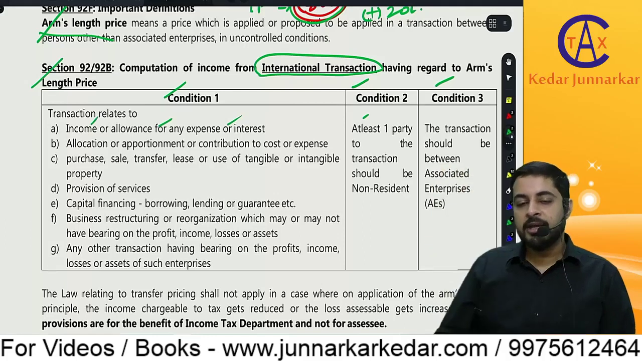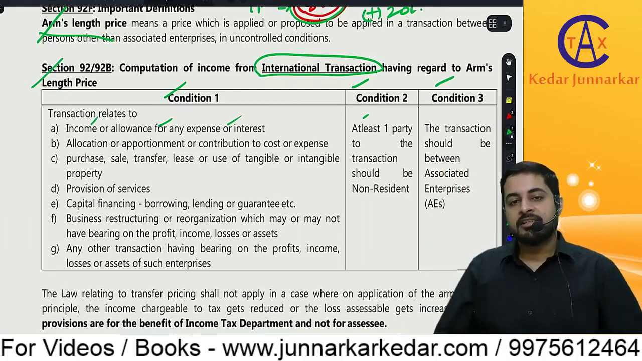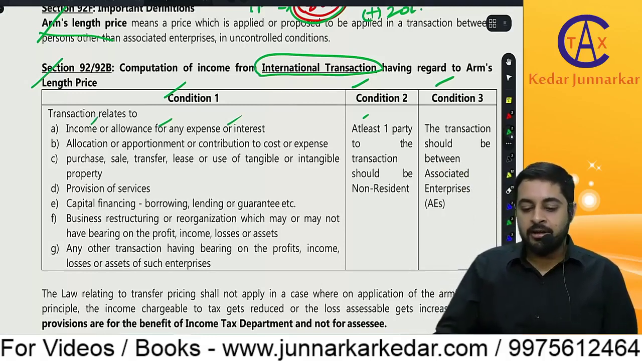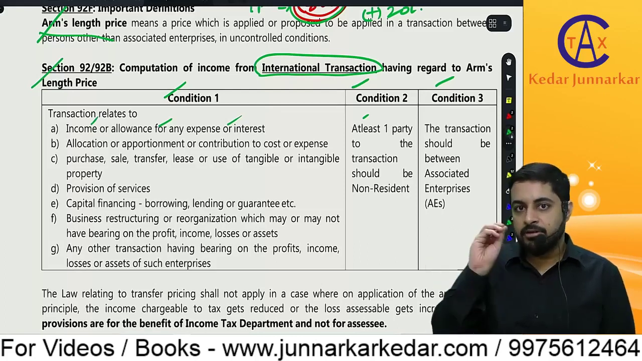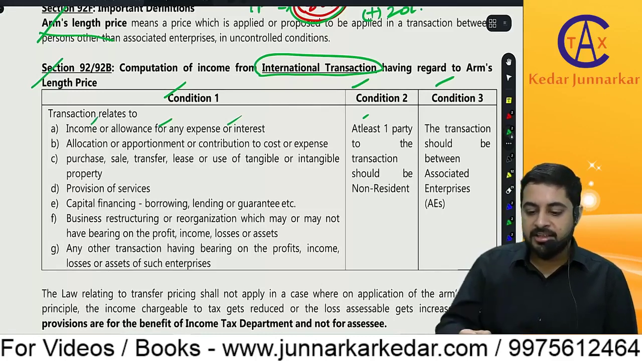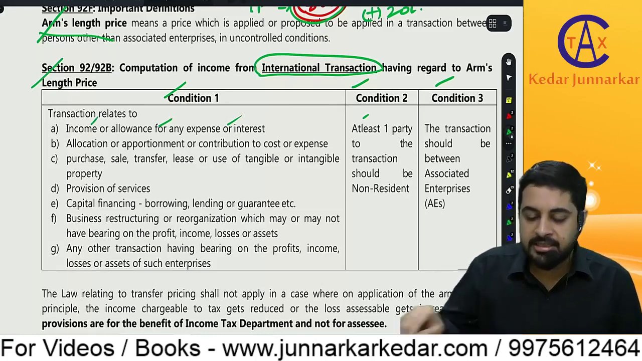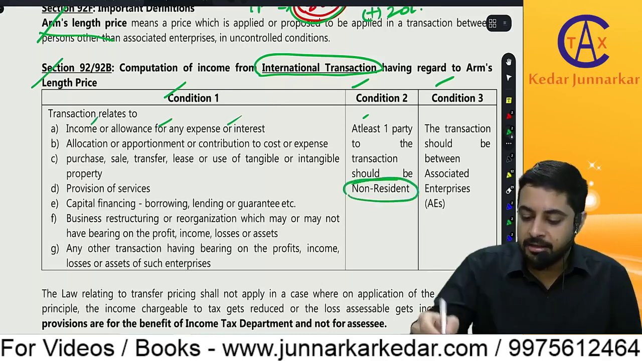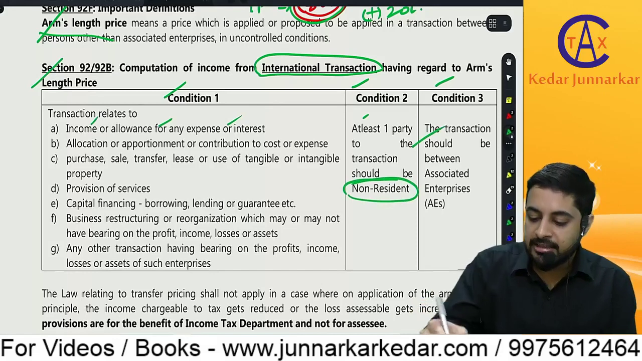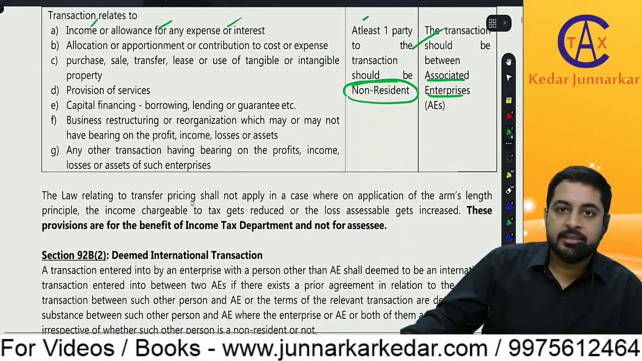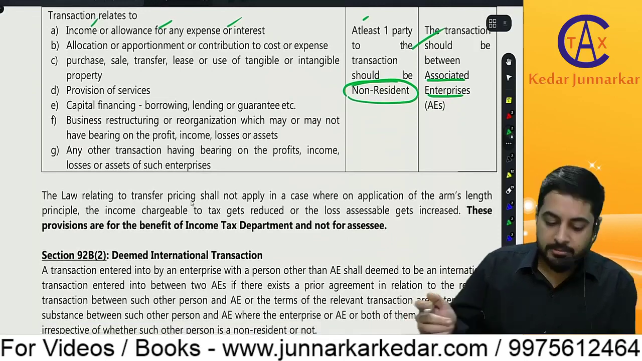It applies in case of bigger businesses because the value of transactions for that limit should be more than 20 crores. So in case of normal 10 lakhs, 20 lakhs and all, it won't apply. So right now we'll focus only on international transactions. So first, it should be a specified transaction. Second, at least one party of the transaction should be non-resident. And third, they should be AEs. AEs means associated enterprises. Then, in that case, we have to find out transaction price, arm's length price.